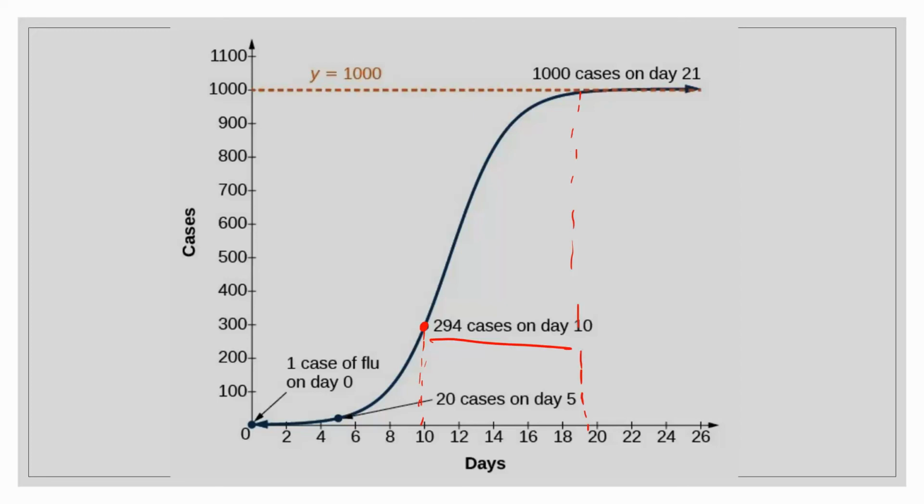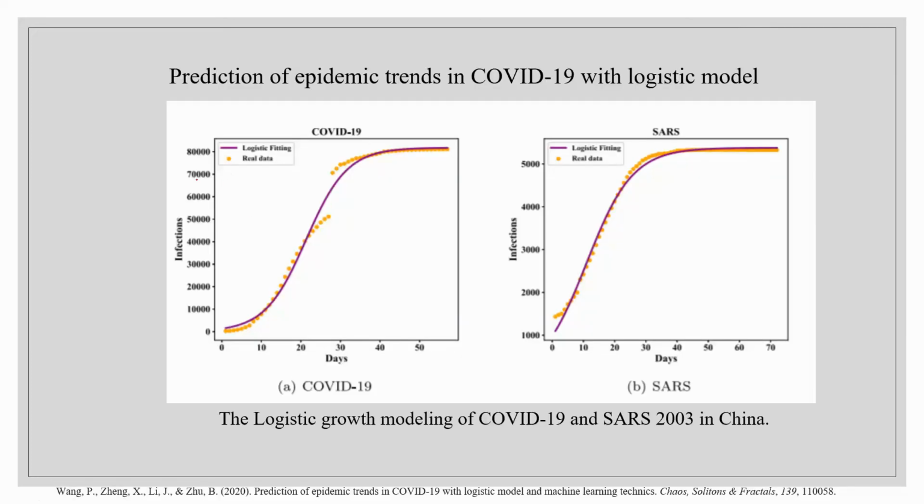So this is how you can use the logistic model in different situations, not only for population growth. If it is suited for other situations or scenarios, you can use the logistic model there also. There is another interesting observation that was given by these authors in their research paper. They have used the logistic model to fit the data for COVID-19 and SARS in 2003 in China.